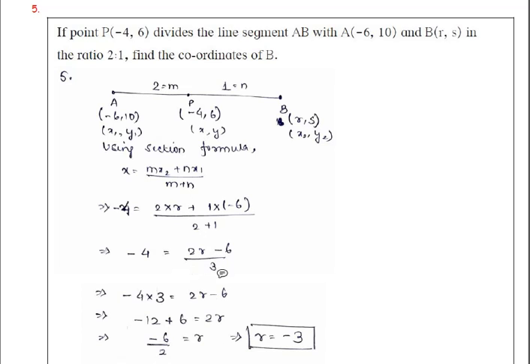What do I do after this? I take 3 to this side, 3 multiply हो जाएगा. This becomes 12. I take this minus 6 here, it becomes plus, and hence 2r is equal to minus 6. So r is equal to minus 3. I got the value of r by using section formula for x. I will get the value of S by using the section formula for y.